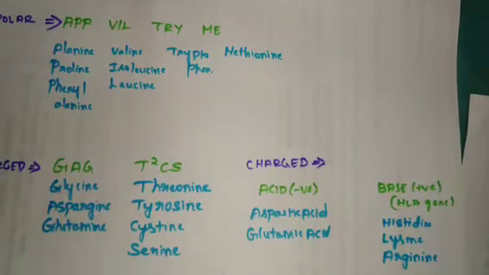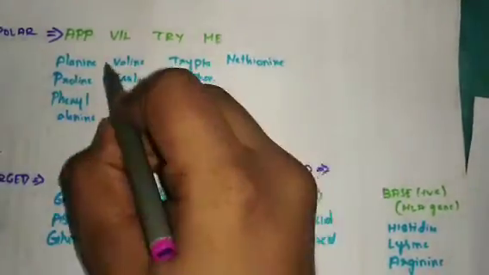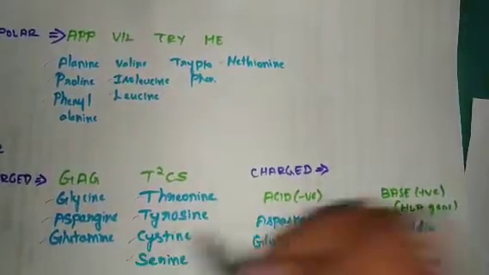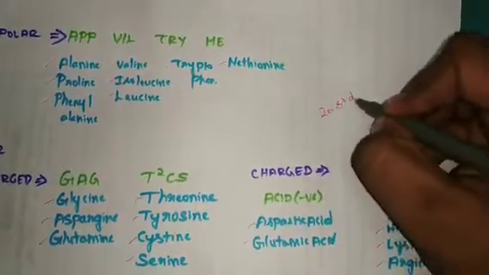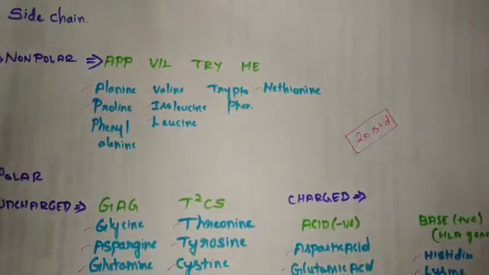If you count, we have 1, 2, 3, 4, 5, 6, 7, 8, 9, 10, 11, 12, 13, 14, 15, 16, 17, 18, 19, 20. We have the 20 standard amino acids, and we remembered them through mnemonics based on side chain classification without memorizing.